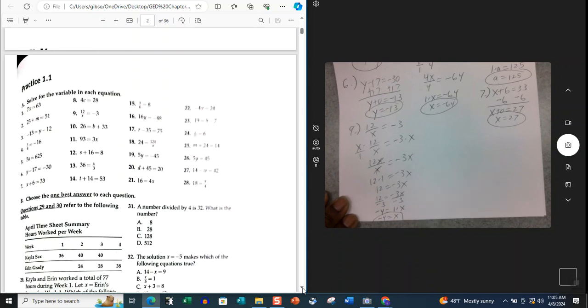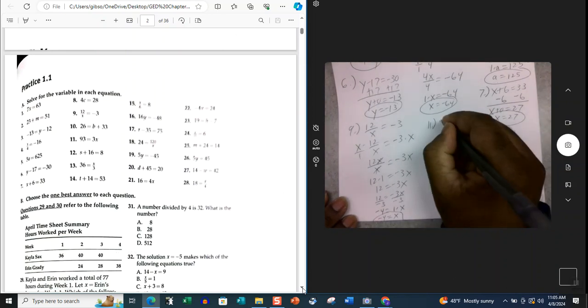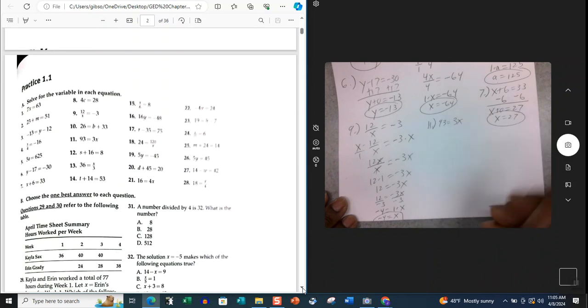So this is our final answer for problem number 9. Okay, the next problem. Let's do number 11. Number 11, we had 93 is equal to 3x.